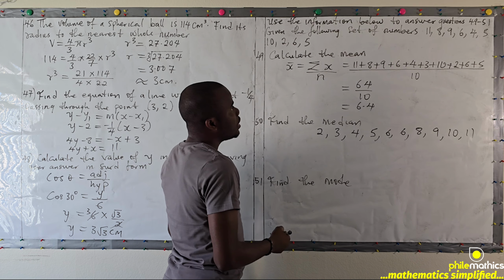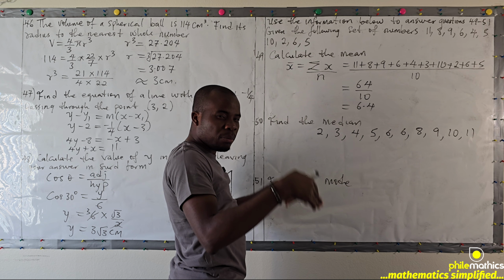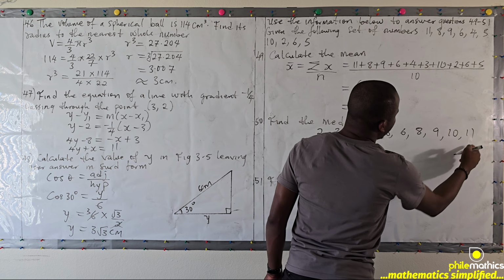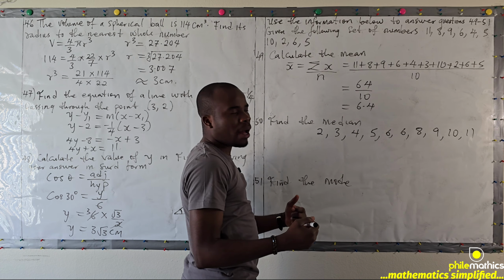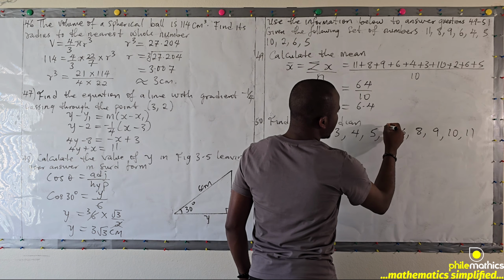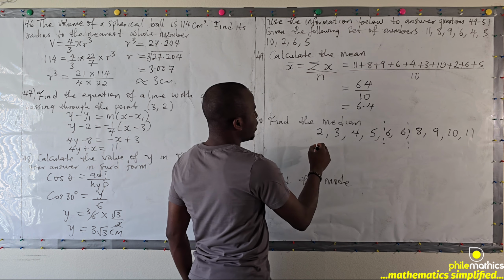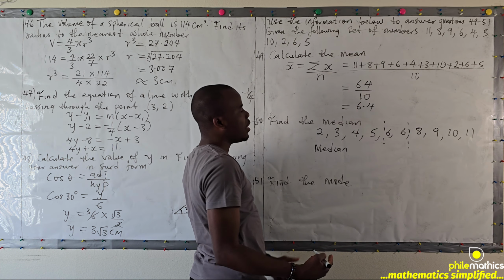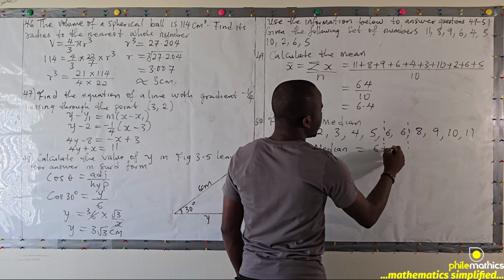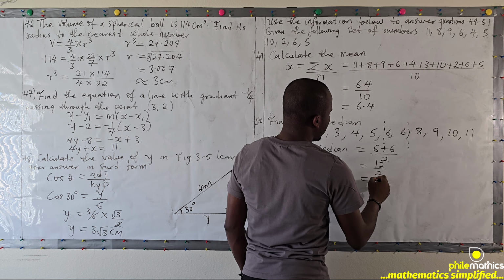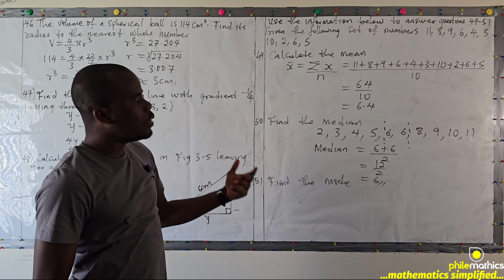Correct. So the median is simply the data in the middle. Let's count: 1, 2, 3, 4, 5, 6, 7, 8, 9, 10. Since it's an even number, we'll have two data at the middle, which are 6 and 6, because we have 4 on this side and 4 on the other. To get the median, we take the average of these two middle numbers, which is 6 plus 6 over 2, which is 12 over 2, which is 6. That's the median.